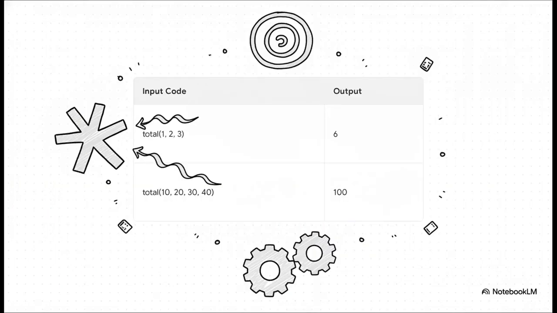Now, what if you don't even know how much data you're going to be processing ahead of time? That's where *args comes in. Using that little asterisk accepts absolutely any number of arguments you throw at it. Look at these examples. Calling total with 1, 2, and 3 effortlessly gives us 6, but giving it 10, 20, 30, and 40 outputs 100. Your function becomes infinitely flexible. It just scales up or down to handle whatever you throw at it in that exact moment.